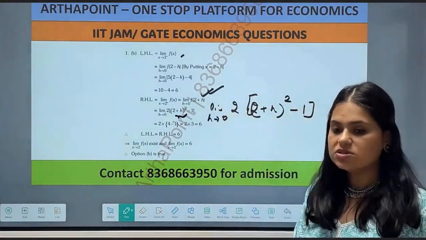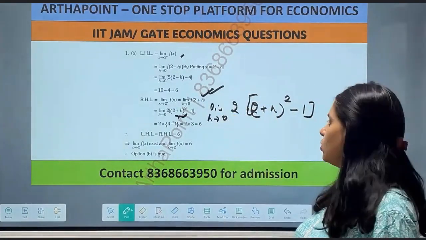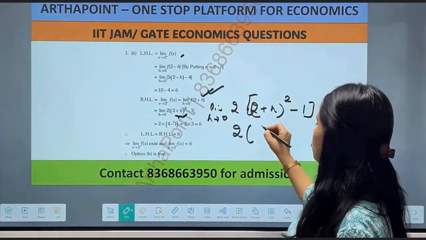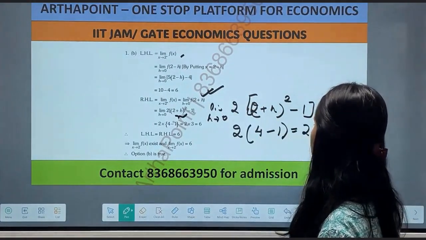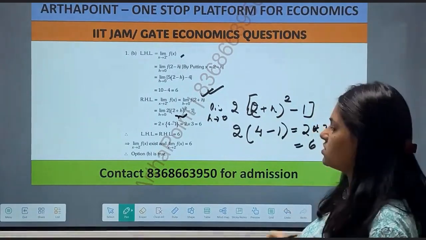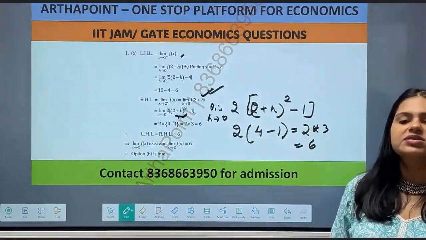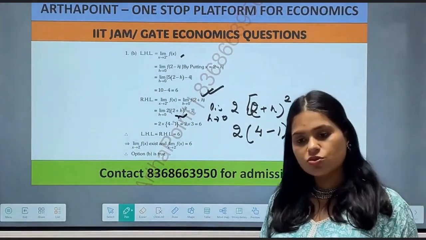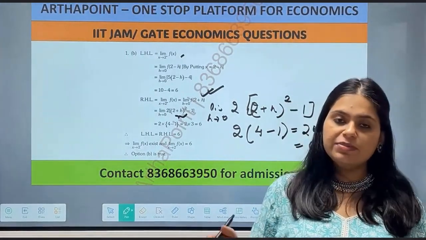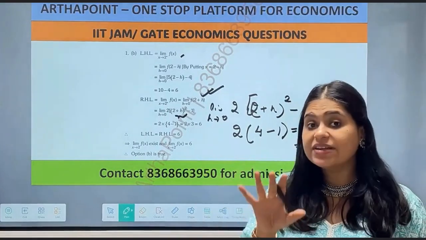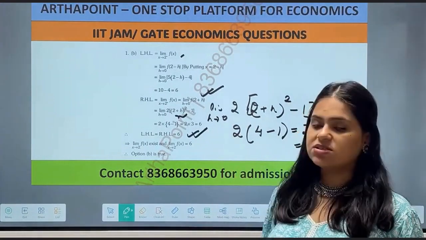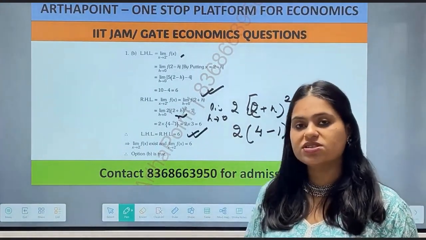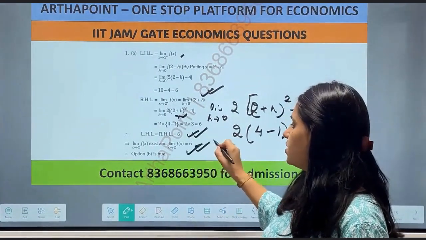So h will go to 0. So when you plug in 0 here, what will you get? 2 square will be 4, minus 1. So 2 into 3, that will be 6. So what we see here is that the right hand limit is also 6. The left hand limit is also 6. So limit exists. Now this is what we have proved, that limit exists. And what is the answer to the question? What is the value? Of course it is nothing but 6.